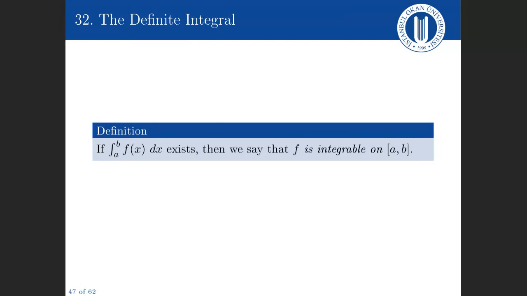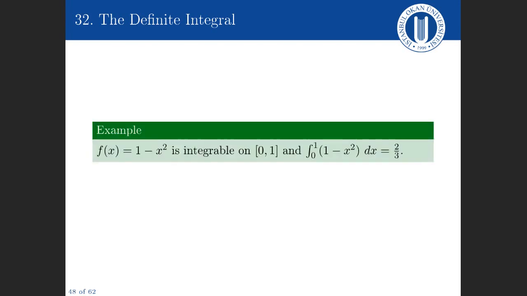If the definite integral exists, in other words, if the limit of the Riemann sums exists, then we say that the function f is integrable on the interval from a to b. For example, we looked at the function 1 minus x squared in the previous chapter. This function is integrable on the interval from 0 to 1. And we know that this integral is equal to 2 thirds because we calculated the limit of some sums.